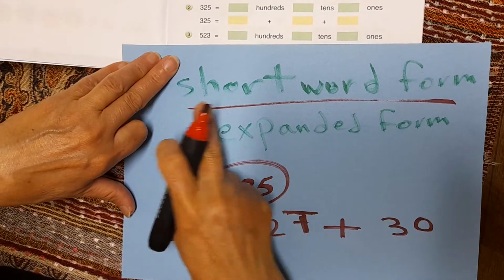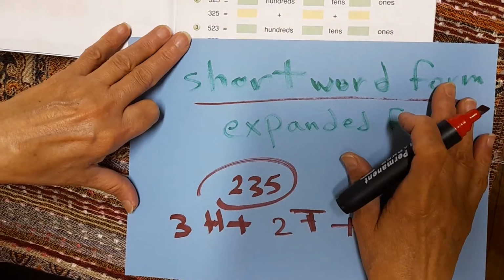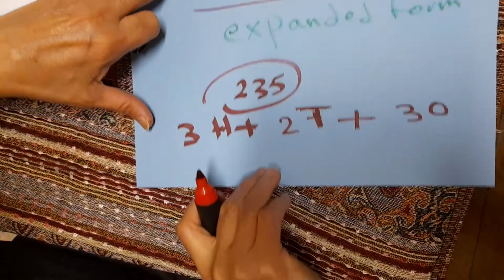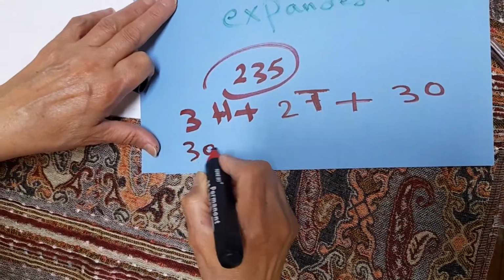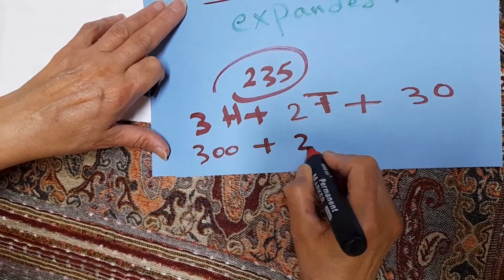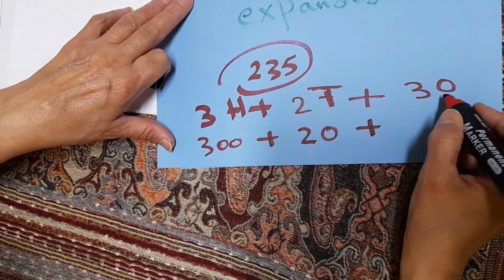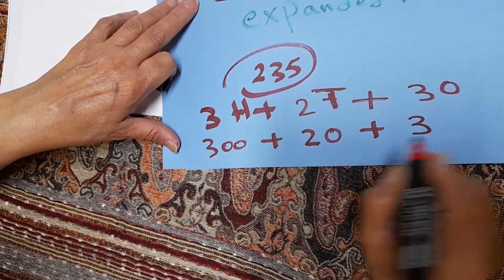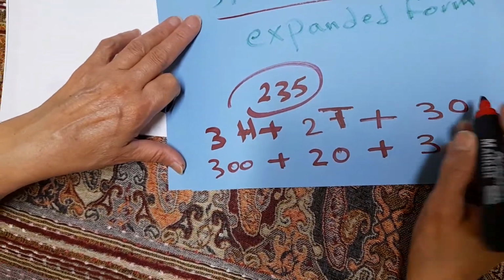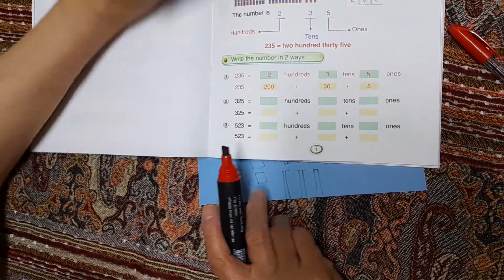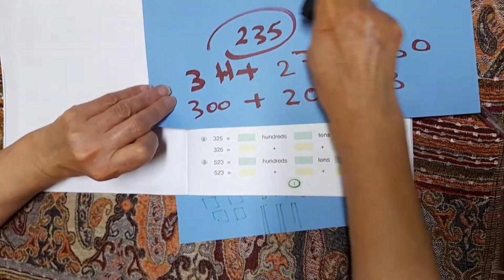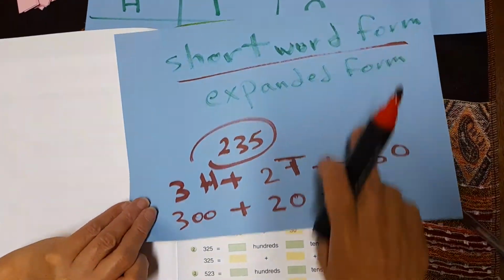This is short word form. Now I need to write it in expanded form. In expanded form, instead of the hundreds, you will put 2 zeros, plus 2 for the tens, 20, plus ones, only 3. Ones will not give the 3 anything. So I wrote my number in two other ways, word form and expanded form.